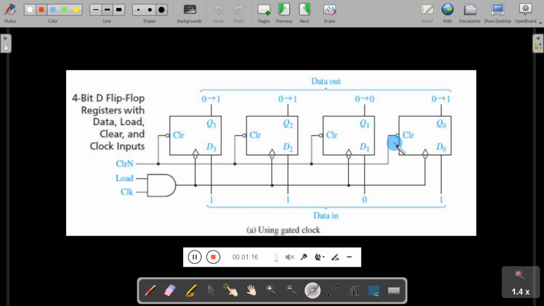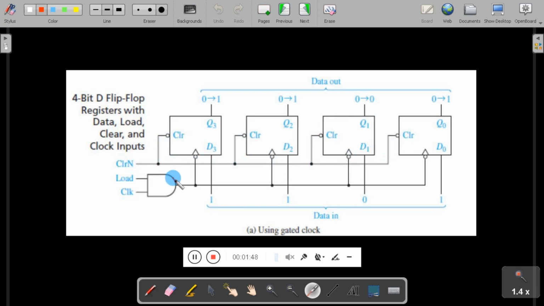All the flip-flops are connected with an asynchronous signal, that is clear. Here you can see the clear signal is connected to all the flip-flops. This signal is also called asynchronous. Asynchronous means at any time the output of the flip-flop can be set to 0. So this asynchronous clear signal is connected to all the flip-flops so that at any time the output of all the flip-flops can be made 0.